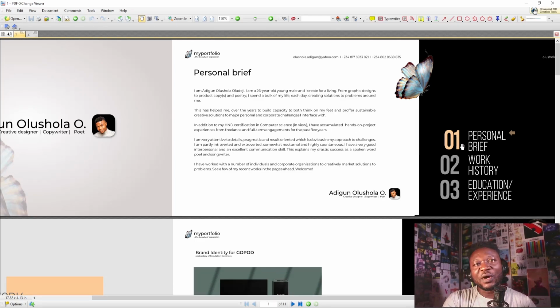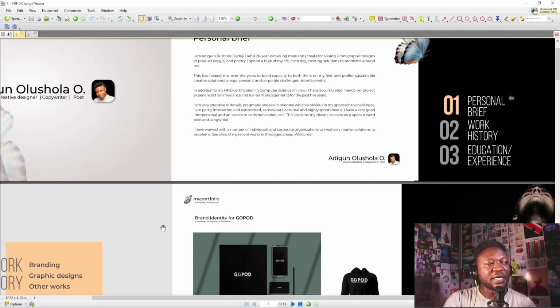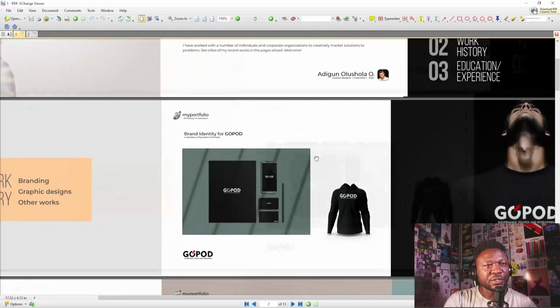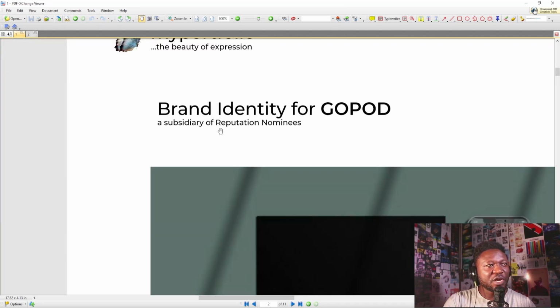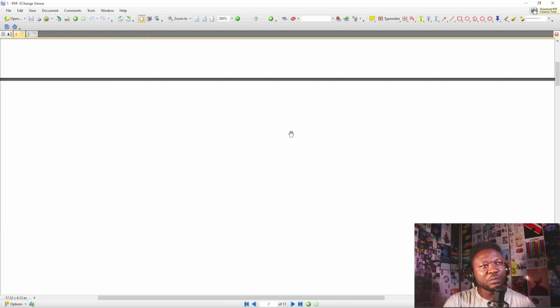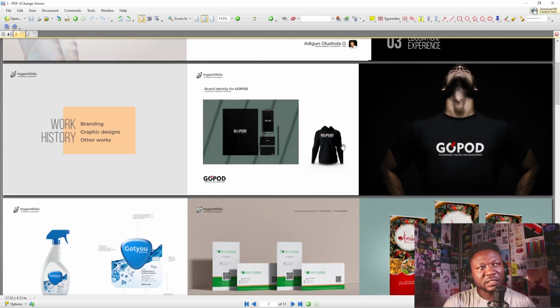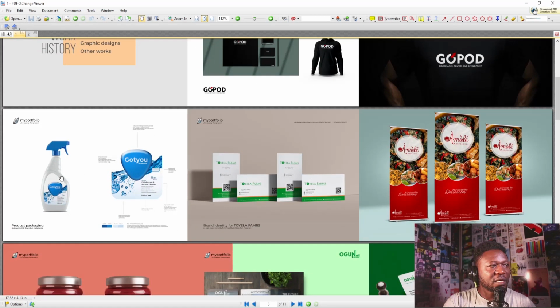So I have personal brief, work history, education, experience, and then we now have work history, branding, graphic design, other works. So I have brand identity for Go Forward, and you said a subsidiary of Reputation Nominees. So this is the project here, and then we now have the next project here.